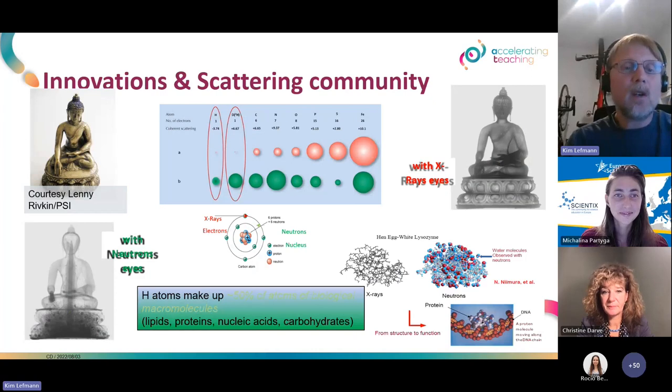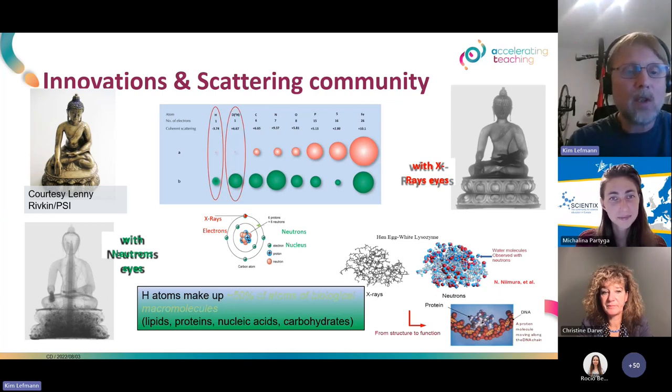Let me carry on here. Here you see what I mentioned before. The diagram here, let me get the laser marker, that one here. Here you see different atoms: hydrogen, heavy hydrogen, deuterium, carbon, nitrogen, and all the way up to iron. And they have a number of electrons. And here you see how much they scatter from an X-ray point of view. See, hydrogen is basically invisible, and the heavier the atom, the better X-rays can see them.